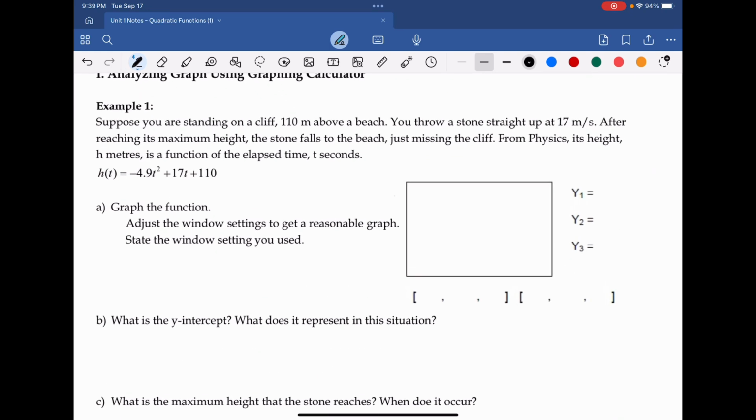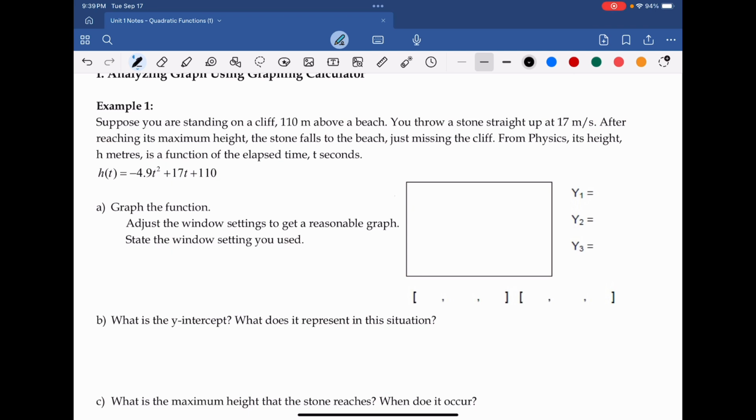Okay, example 1. Suppose you were on a cliff and you're standing 110 meters above the beach. You throw this stone straight up and it goes up in the air a little bit, and then it falls to the beach down that 110 meters from the original position you're at. Now, of course, we're not going to do Physics 20 in this.